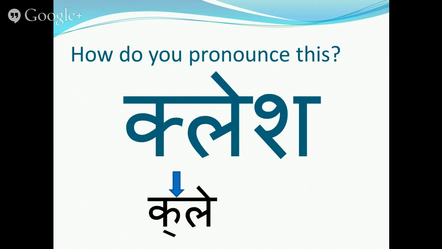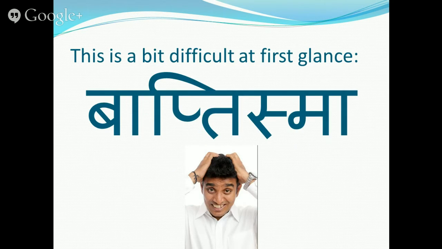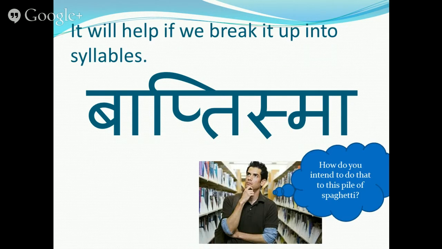All right, so this one can be a little bit difficult at first glance because we have conjuncts in here, and then we have the I. And there's one lesson that we're going to learn out of this, and that lesson we'll talk about in a second. So, what do we do here? Well, it will help if we break up this word into syllables.